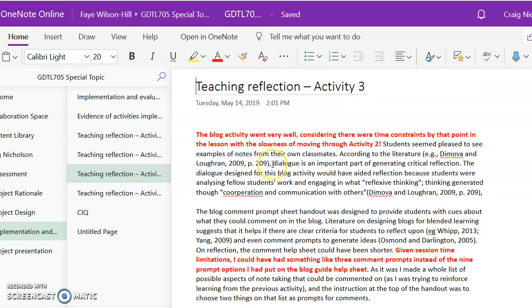Well, the blog activity went very well, considering that there were time constraints by that point in the lesson, with the slowness of moving through Activity 2. It was just as well that I had agreed with the examiner that we upload the notes beforehand. I think I'll talk to you about that, Faye, because it meant there was no slowness of setting it up, that the students could go directly to the Learn page. I put the notes on their Learn page so that they already knew where to go and just had to click the link and it was directly into the blog.